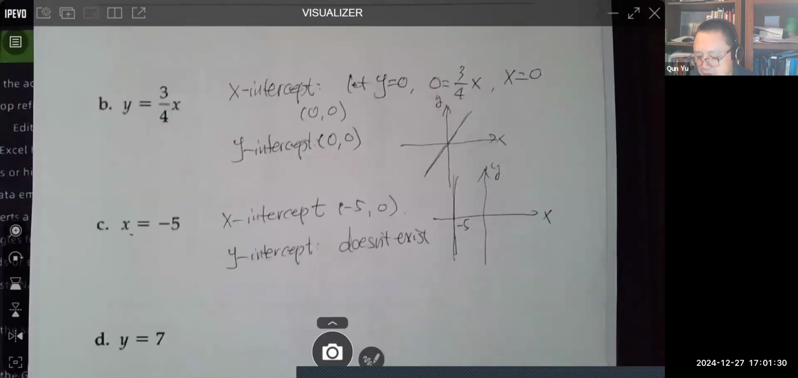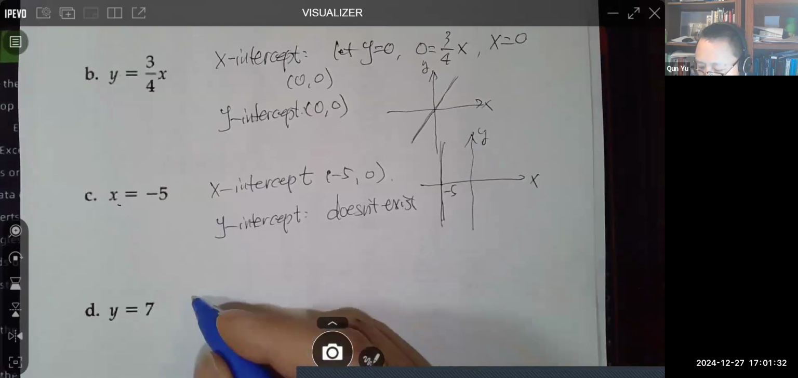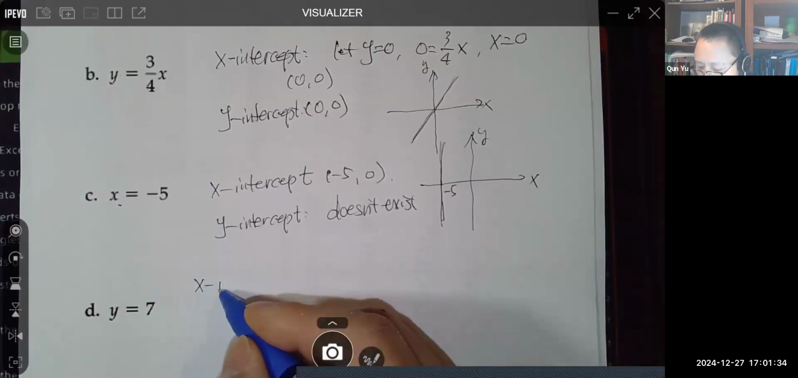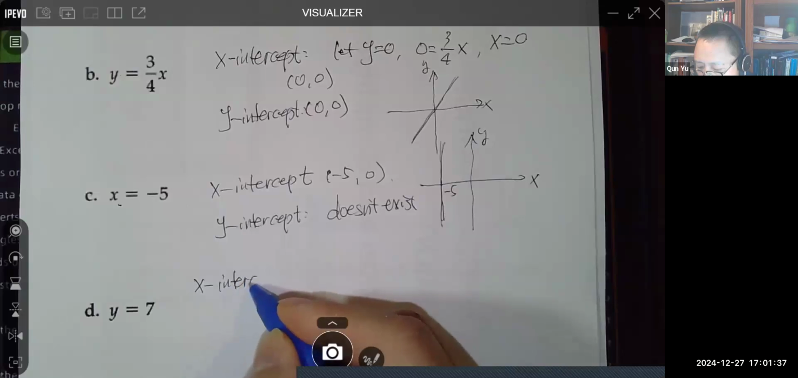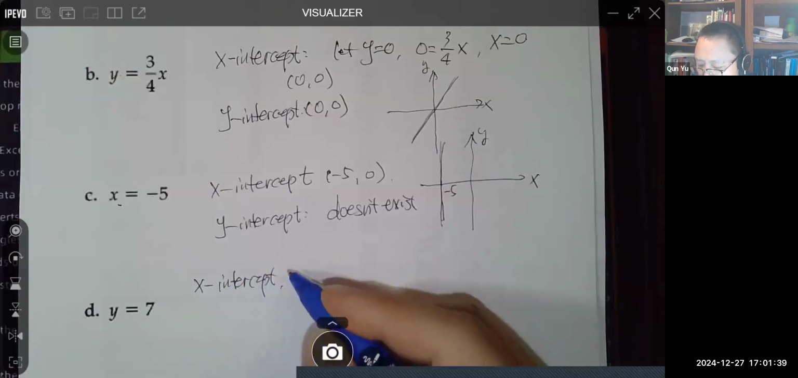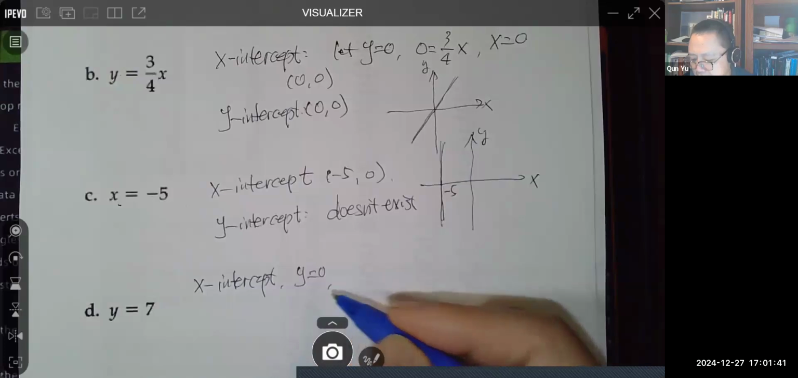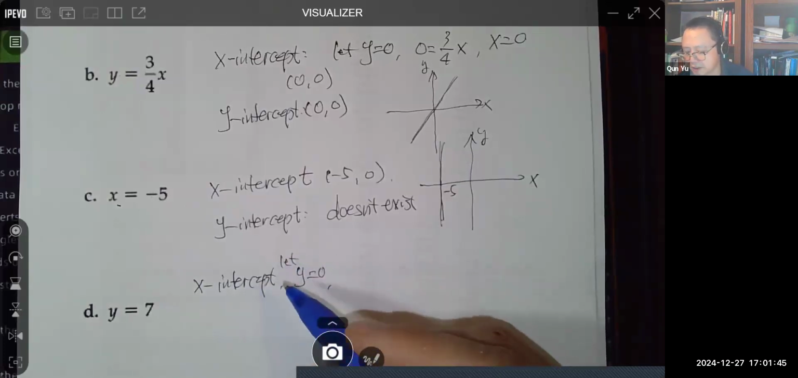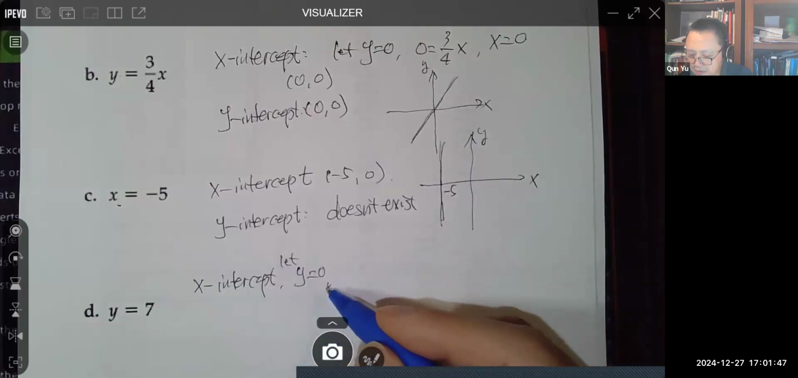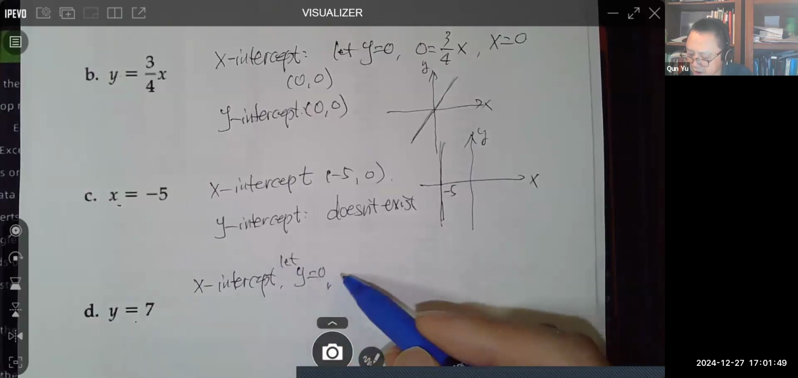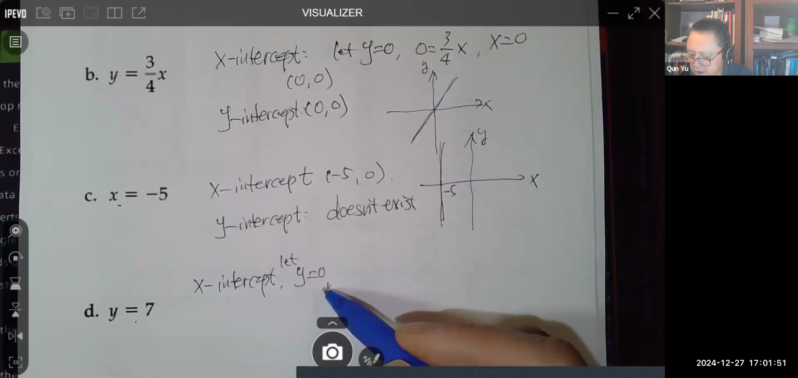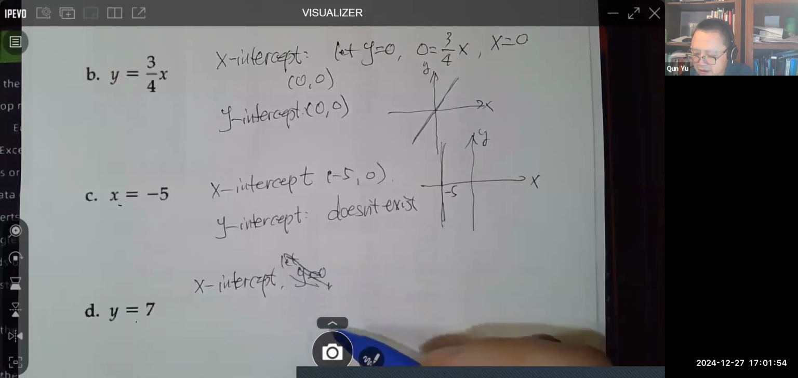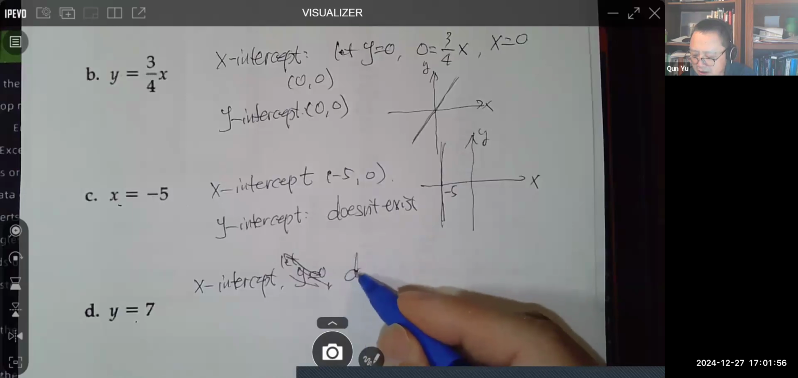Now the last one, y equals 7. So to find the x-intercept, we let y equal 0, right? Because y has to be 0 to have an x-intercept. But this one says y equals 7. That means y cannot be 0. Y cannot be anything else. So that means the x-intercept doesn't exist.